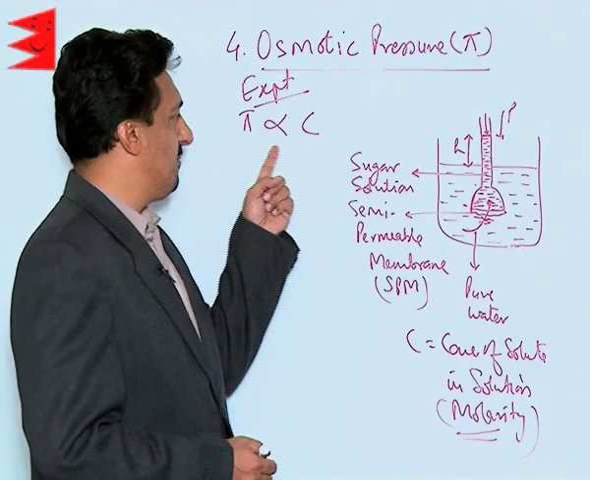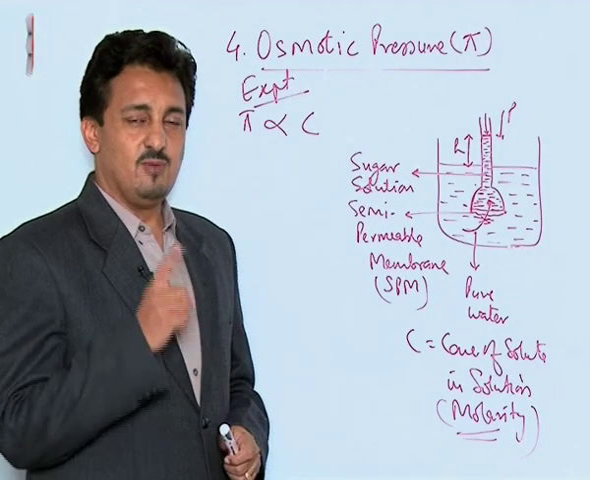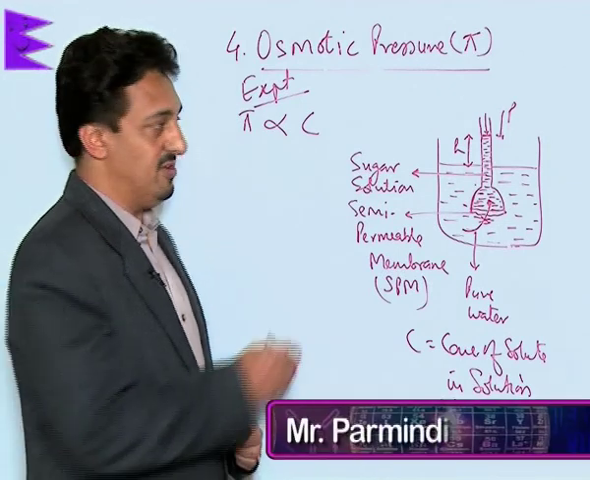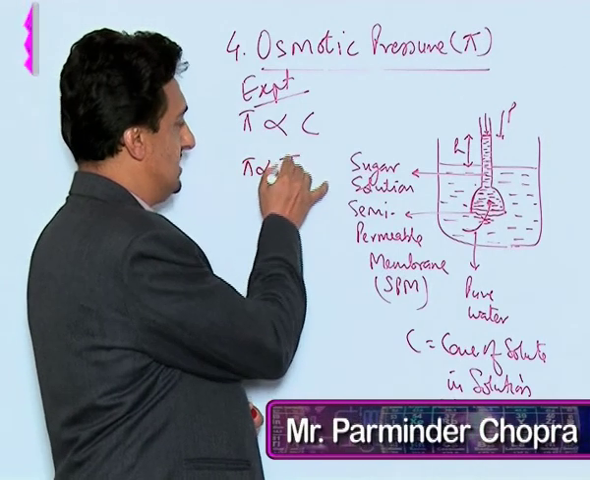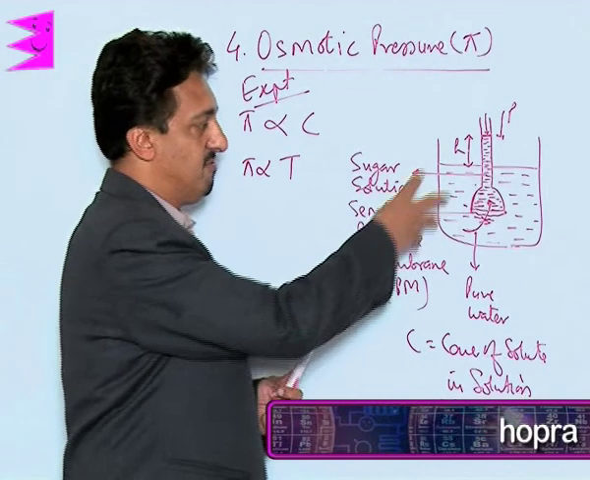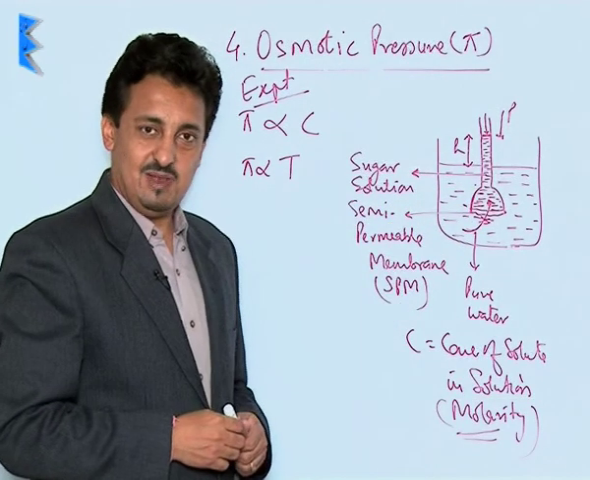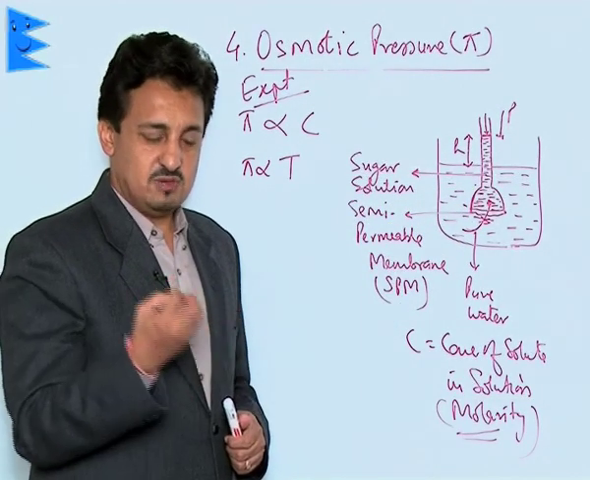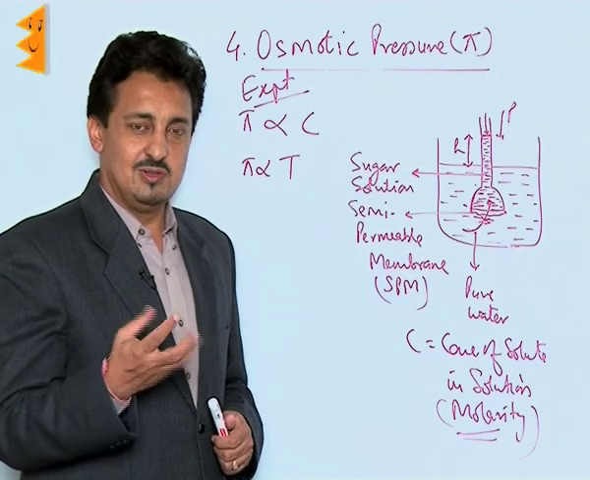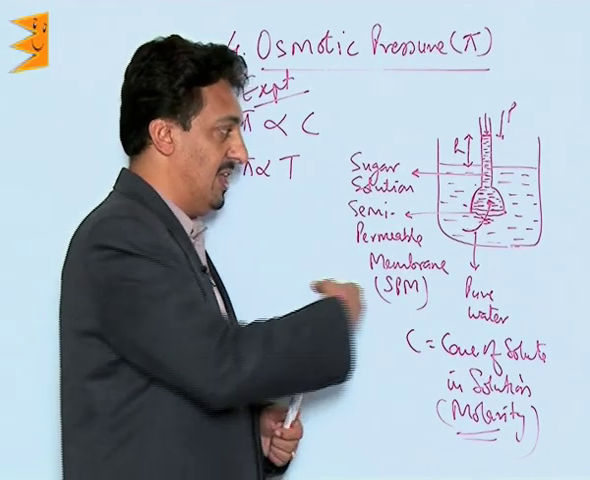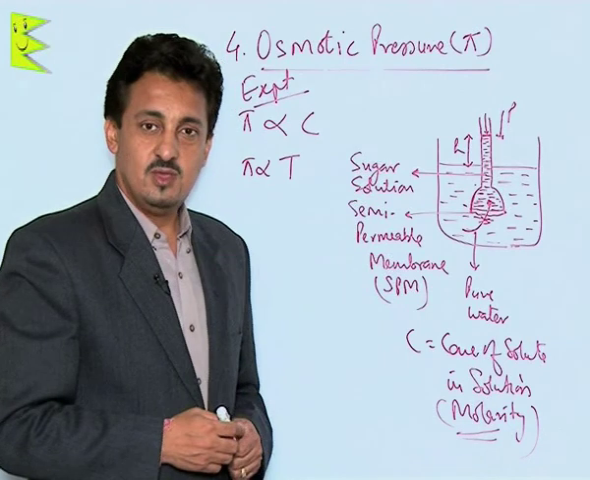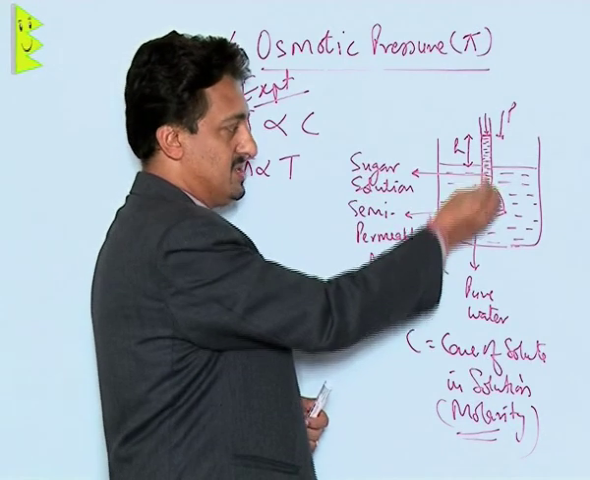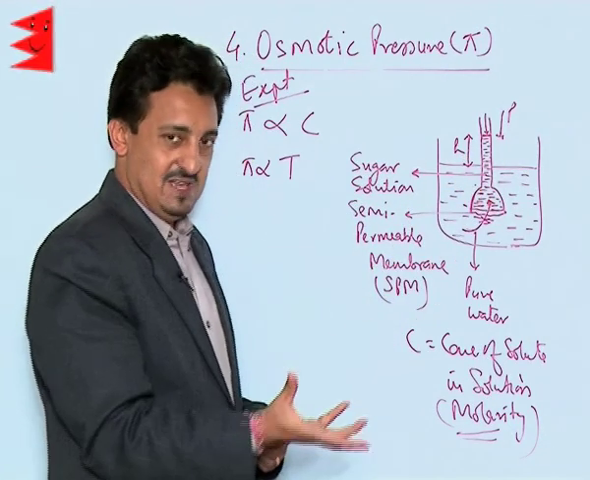Now as we know, pi is proportional to C, there is one more factor on which the osmotic pressure depends, and that is the temperature at which the whole process is taking place. Because higher the temperature, higher will be the kinetic energy of the molecules, so higher will be the rate with which they move along the concentration gradient. So more pressure is applied towards the solution side. So higher will be the pi.